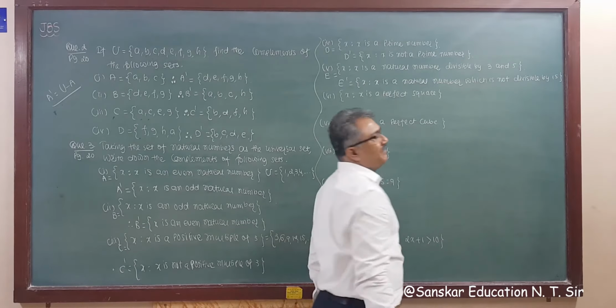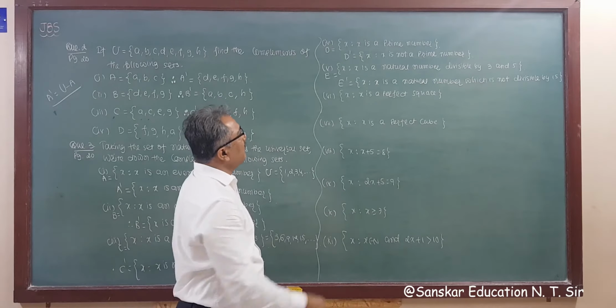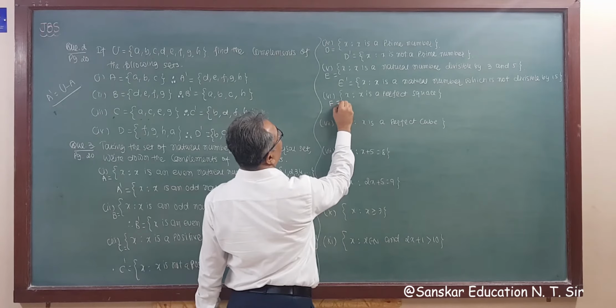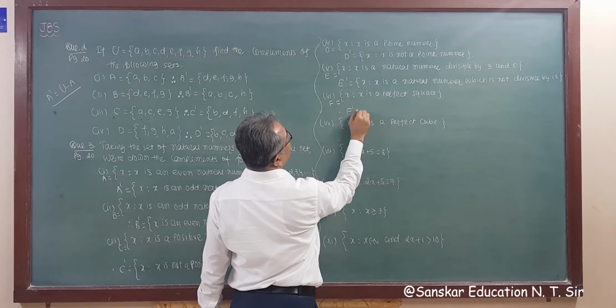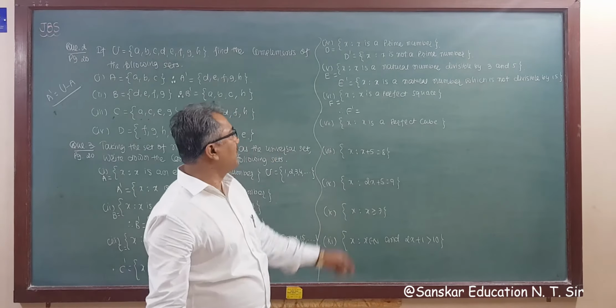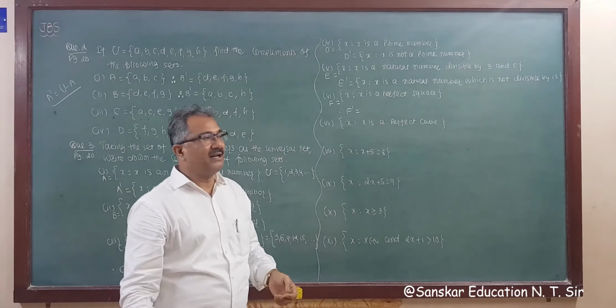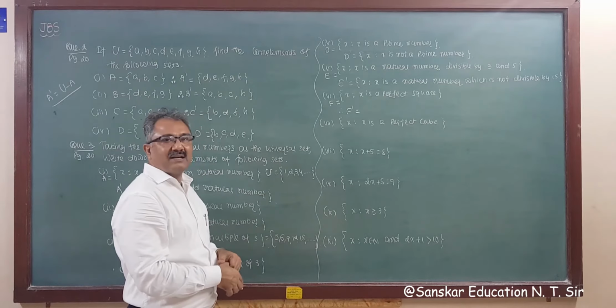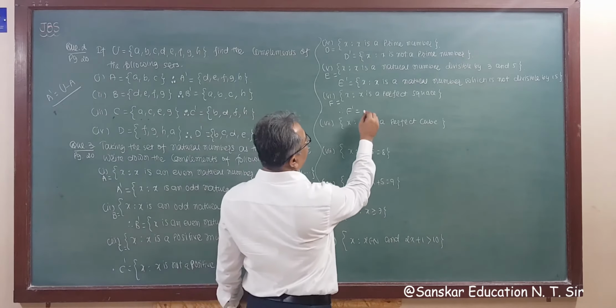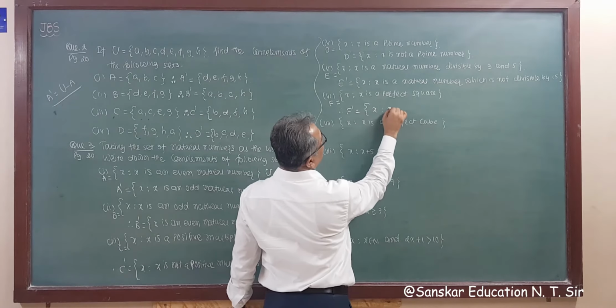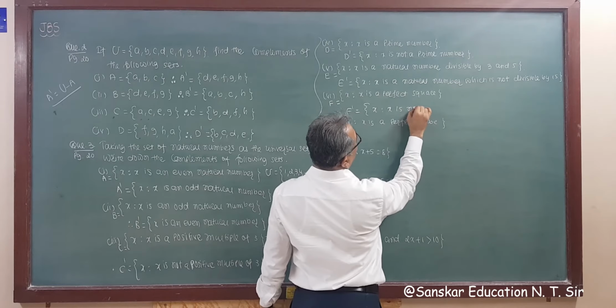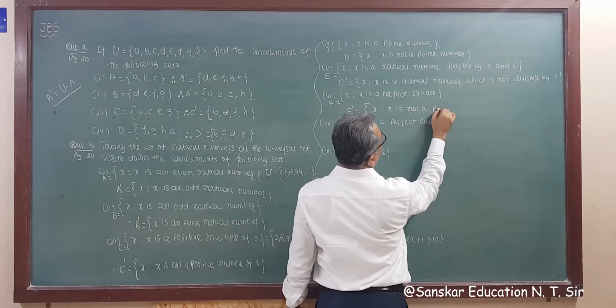Which is not divisible by 15. Now suppose this set is F, then F dash is equal to, now given that x is a perfect square, so the answer is x, where x is not a perfect square, right? So the answer will be x is not a perfect square.